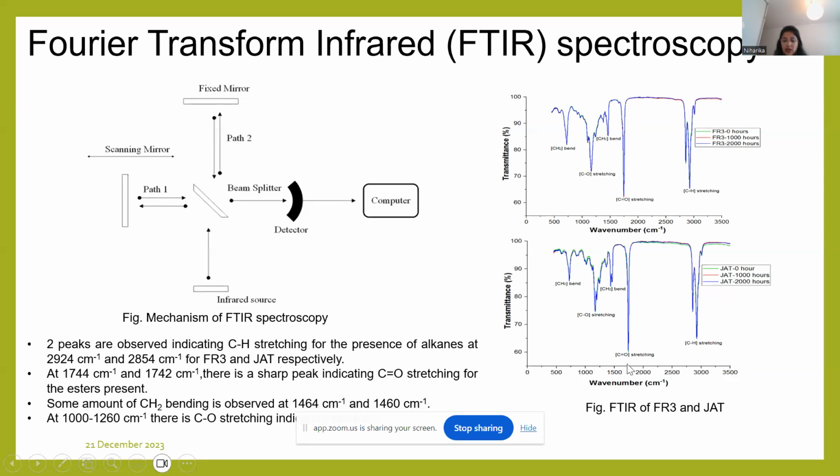Then around 1740, there is a C double bond O stretching. This is because of the esters present, like a fatty acid methyl ester, and some amount of CH2 bending is observed around 1464, 1460 in both cases. These bendings and stretchings are similar for fresh oil and oil aged up to 2,000 hours. I have not done further testing for 3,000 or 5,000 hours, where there might be some changes in the structure. That might be visible, but I cannot say certainly now. But up to 2,000 hours, the chemical structure was still intact.